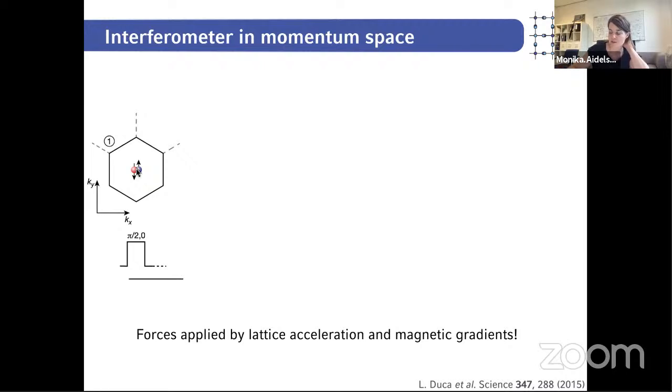But now we can use additional fields, microwave or RF fields, in order to create a coherent superposition between two different Zeeman states. So this is indicated by this pi/2 pulse here. We work in this case with rubidium atoms in a Zeeman level F=1, mF=-1. But now if you make a pi/2 pulse, you can couple to the F equal to 2 manifold. Let's say F equal to 2, mF=1. And those two states have opposite magnetic moments. So at this point, now we have a coherent superposition between spin up and spin down.